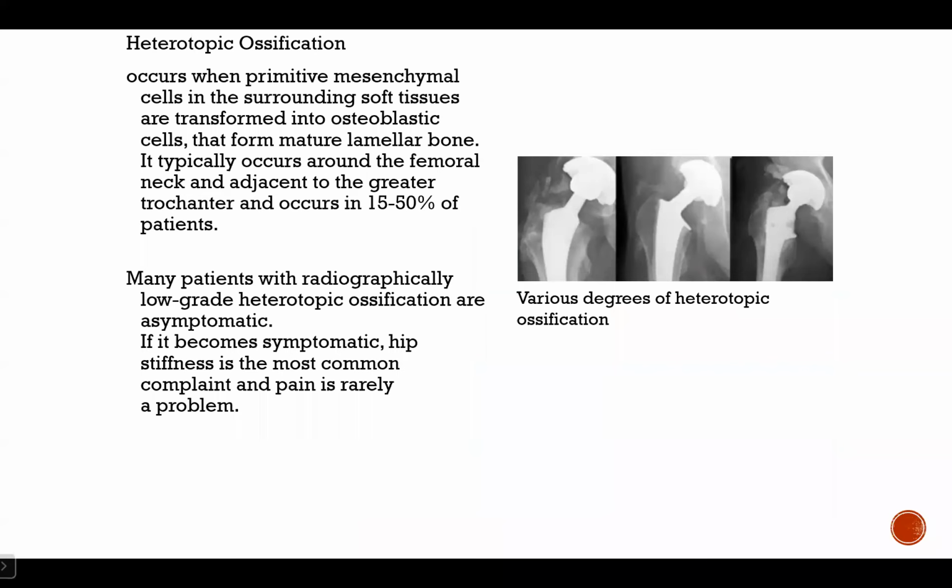Heterotopic ossification occurs when primitive mesenchymal cells in surrounding soft tissue are transformed into osteoblastic cells that form mature lamellar bone. It typically occurs around the femoral neck and adjacent to the greater trochanter and is present in 15 to 50% of the patients. Many patients with radiographically low-grade heterotopic ossification are asymptomatic. If it becomes symptomatic, hip stiffness is the most common complaint, and pain is rarely the problem.